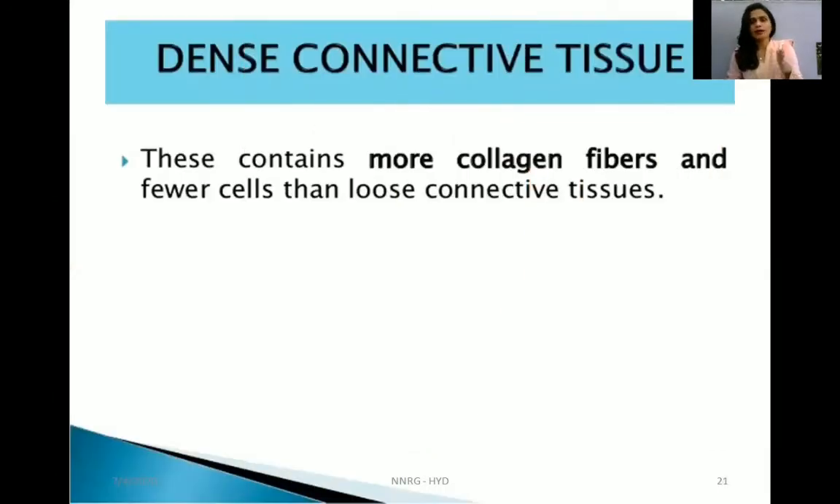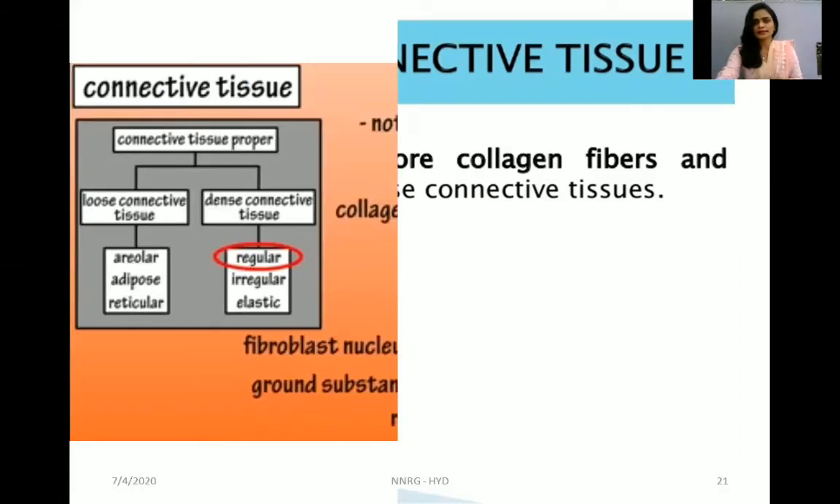Now coming to the dense connective tissue. We just studied the loose connective tissue. Now we will see what dense connective tissue is. Dense connective tissue majorly has more collagen fibers and very few cells, whereas loose connective tissue has more cells and fewer collagen fibers. Here they have more collagen fibers and fewer cells compared to the loose connective tissue. That is the difference.